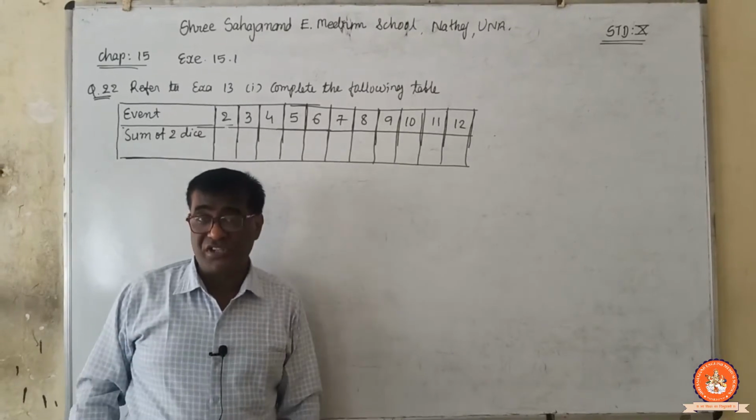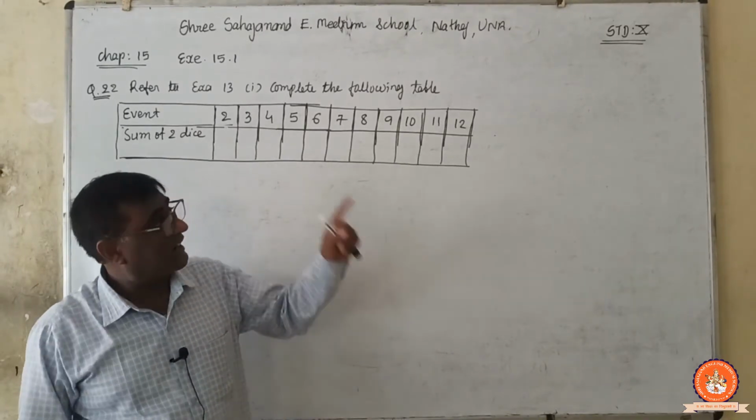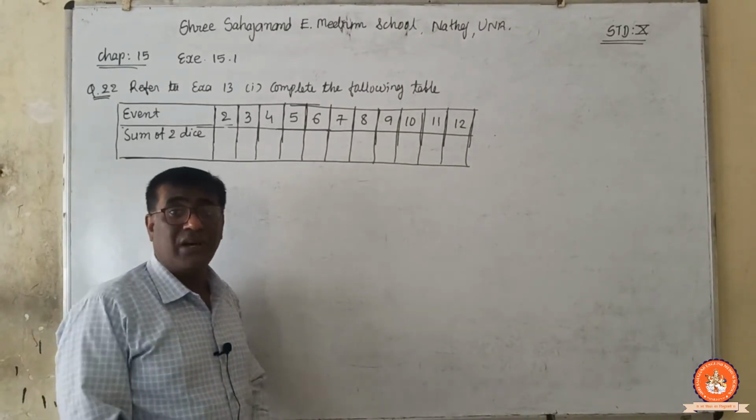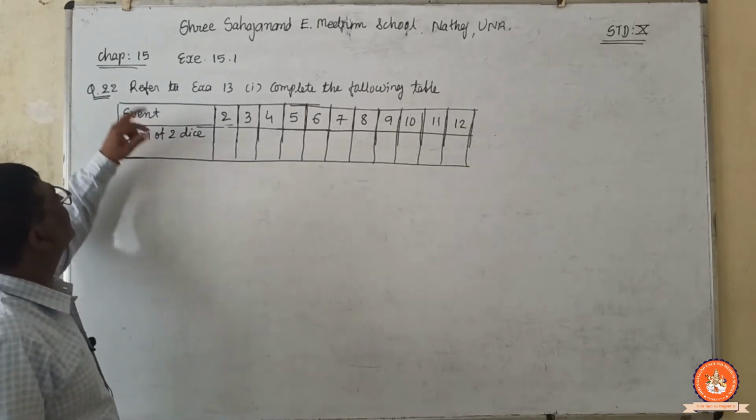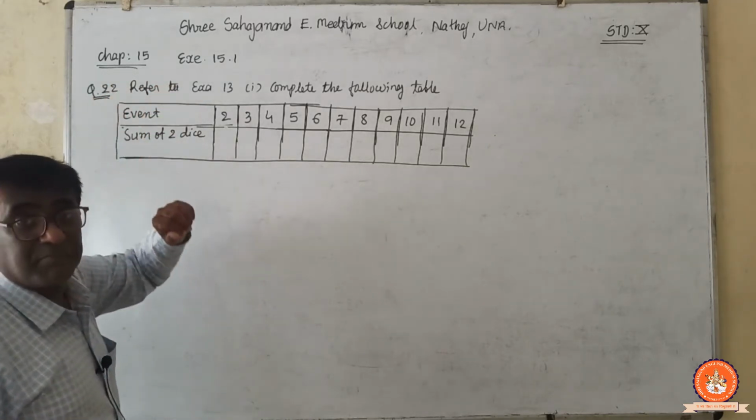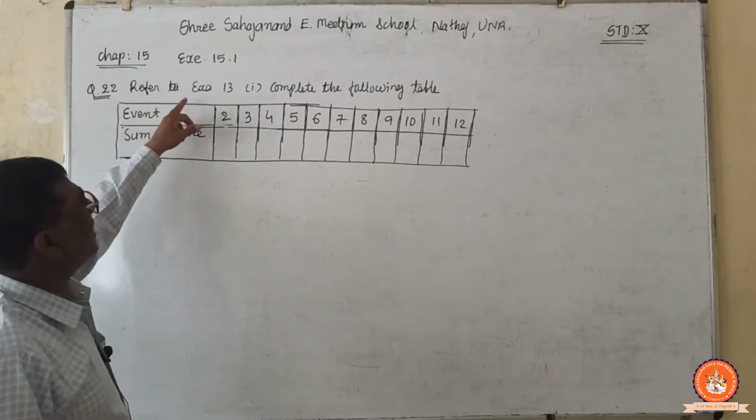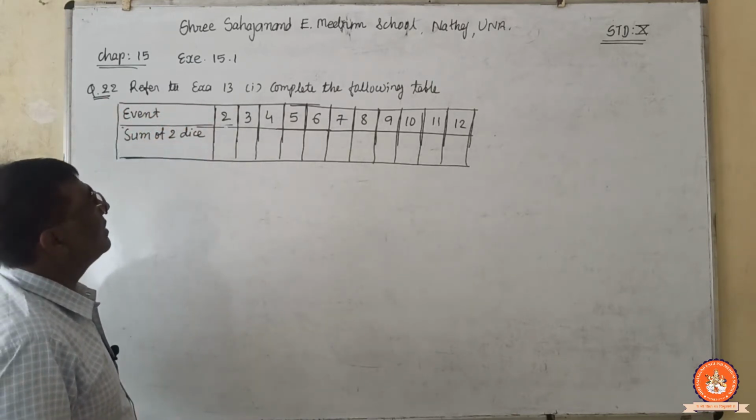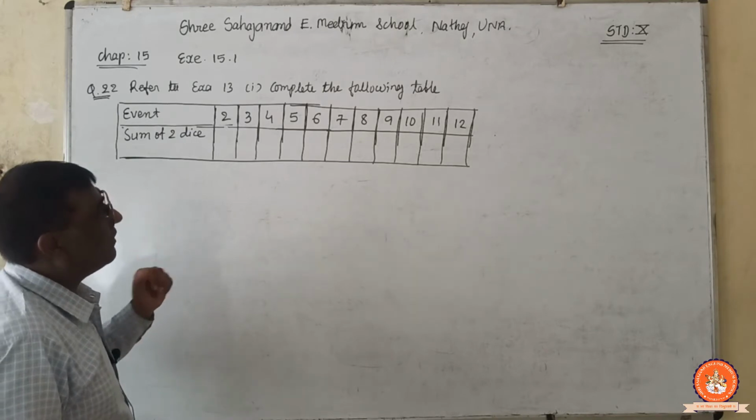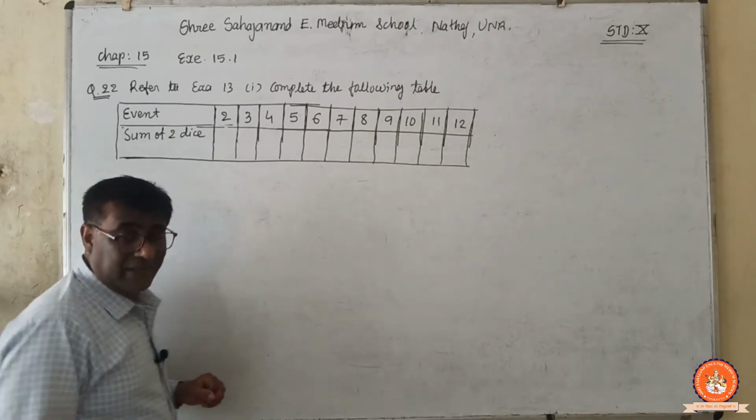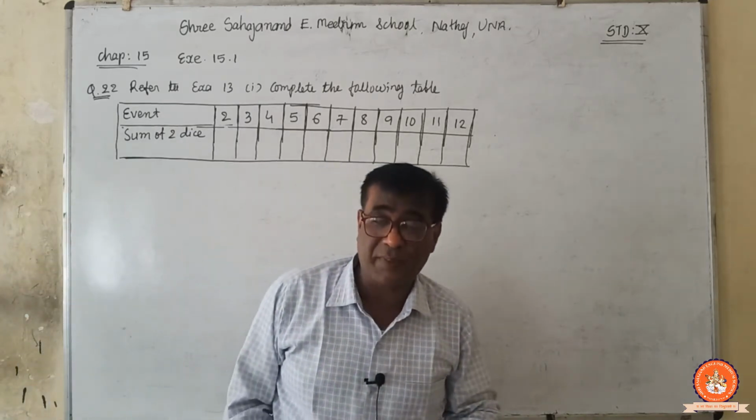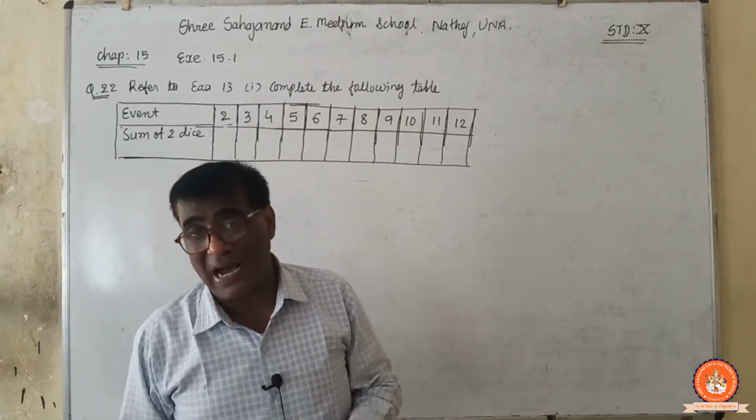Welcome to one more session of Maths for Standard 10, and we are learning chapter number 15, exercise 15.1, question number 12. Refer to example number 13 and complete the following table. Now in example 13, the experiment was tossing two dice.